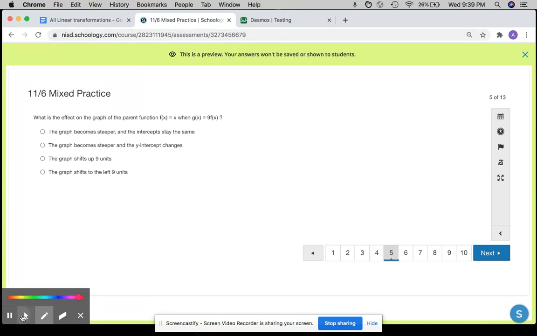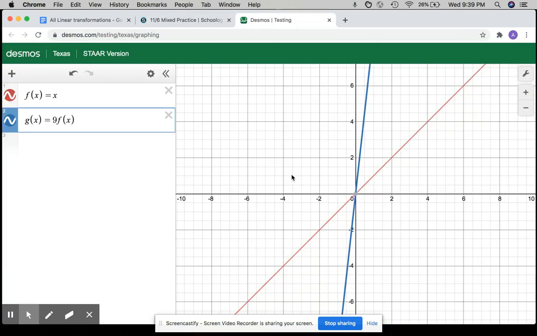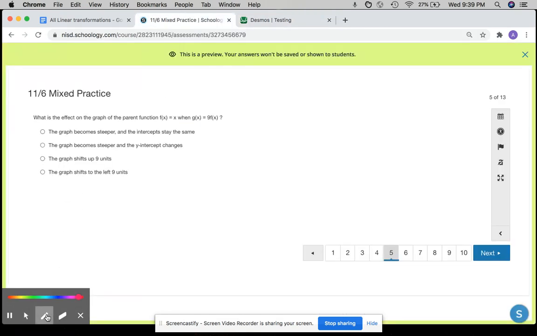If I go back and look at my Desmos graph, my x and y intercepts stay the same. I didn't add or subtract anything to my graph. I didn't change the x values on the inside. So that is true. If you go on to read the rest, the graph becomes steeper and the y-intercept changed. No, the y-intercept never changed.